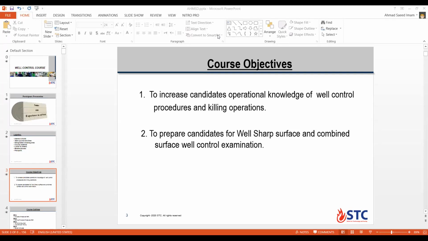For the pump pressure and its relation with the change in pump speed or change in mud weight. Okay, then we're gonna talk about the kick warning signs. While drilling operation, while tripping operation, or making a connection.